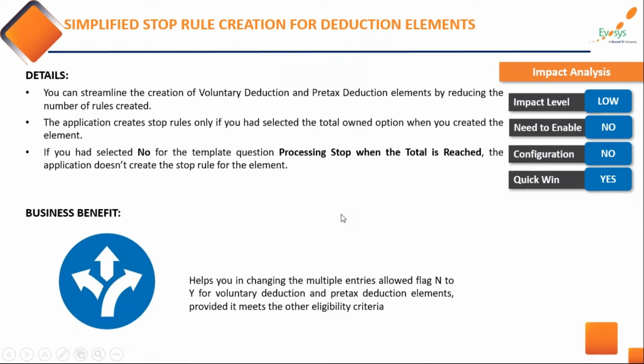So this gives you more control, especially when you want to change the flag of multiple entries, yes or no. Especially for non-recurring elements, you might want to sometimes allow multiple entries, but we were not able to do that before because of this stop rule. So in case you don't have a stop rule against that element, you can now easily go change the multiple entries flag from No to Yes.